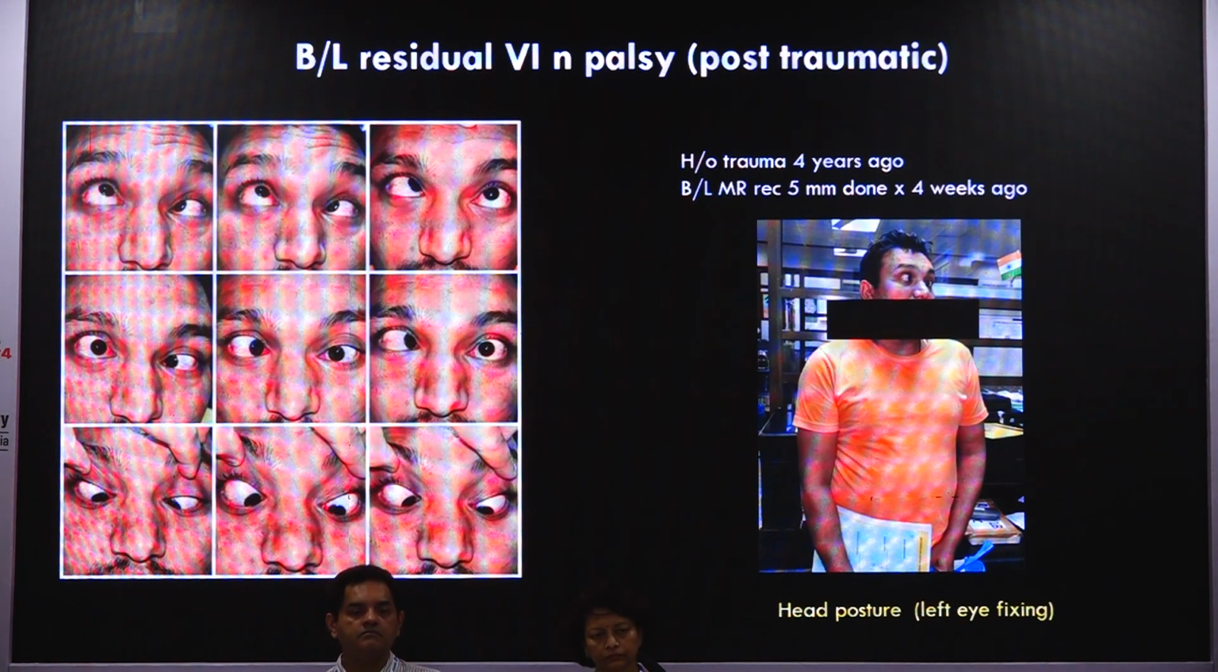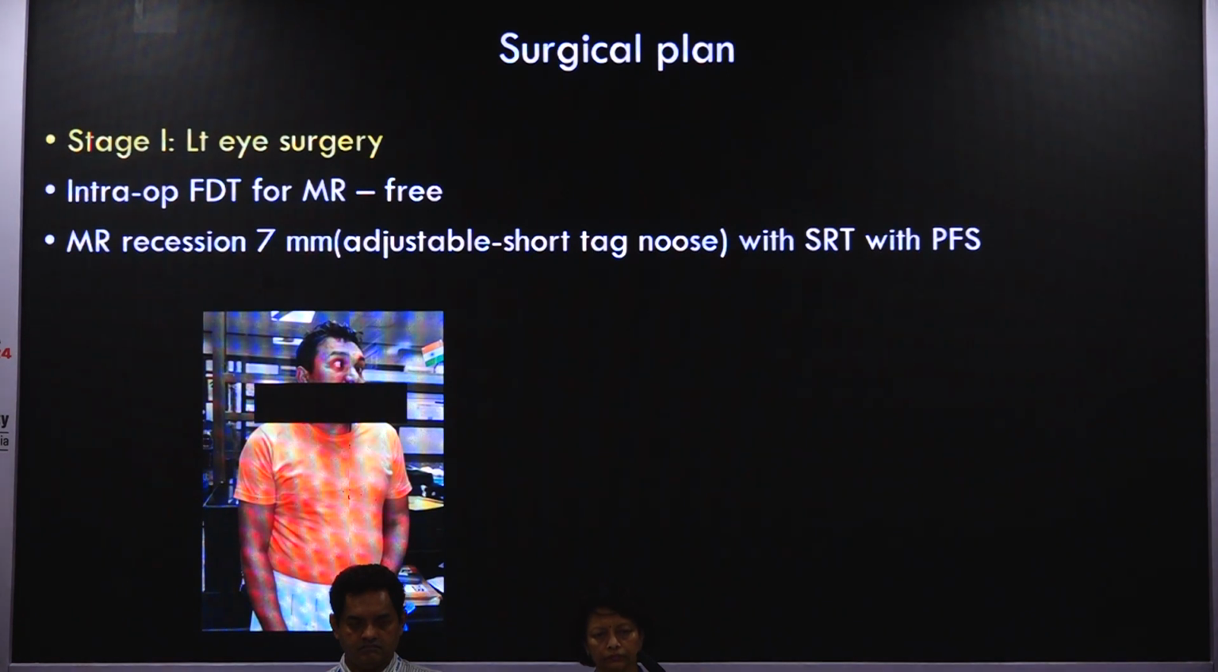Really, you don't expect anything to happen in a bilateral sixth nerve palsy. You can see his significant head posture. He had the left eye as the fixing eye. The right eye had subnormal vision. This was post-traumatic, so he had subnormal vision because of the trauma on the right eye. We decided to tackle the left eye first, a staged one eye followed by the other. We decided to manage the left eye first, because that was the seeing eye, and get him rehabilitated and start performing his routine activity.